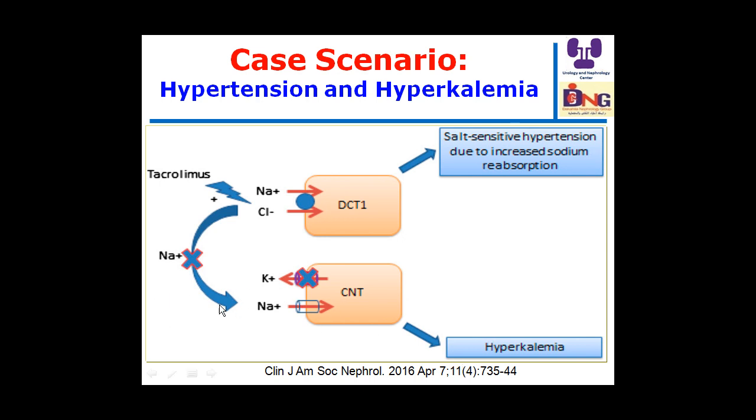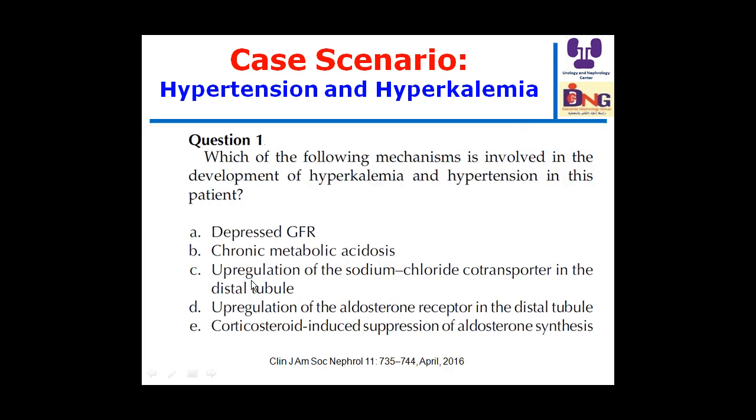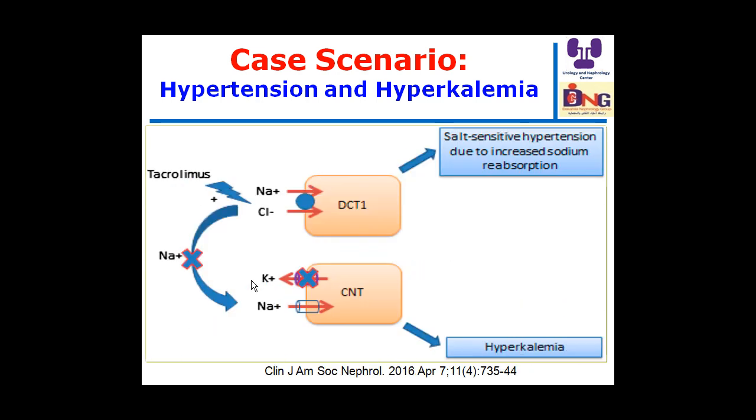Another interesting point in this site of the nephron is that tacrolimus increases reabsorption of chloride. So if chloride reabsorption is increased here, there will be a reduction of the negative charge within the tubular lumen. So if the negative charge is reduced in the tubular lumen, again, this will be associated with the reduction of secretion of potassium. Okay. So this is the molecular basis of tacrolimus-induced hypertension and hyperkalemia.